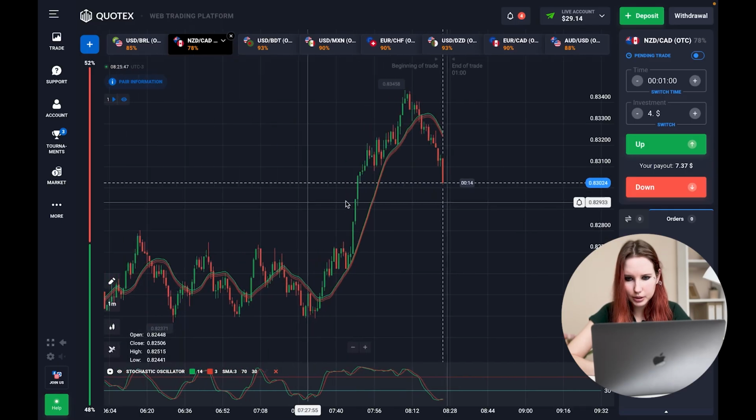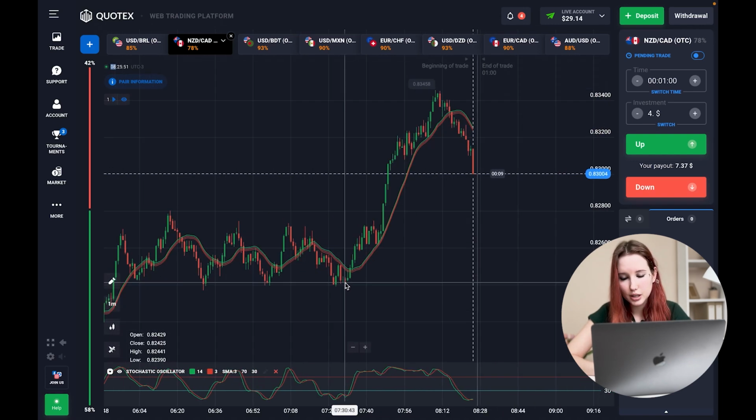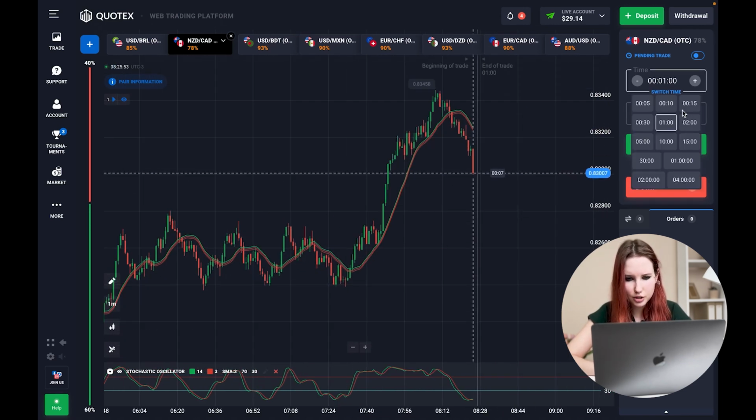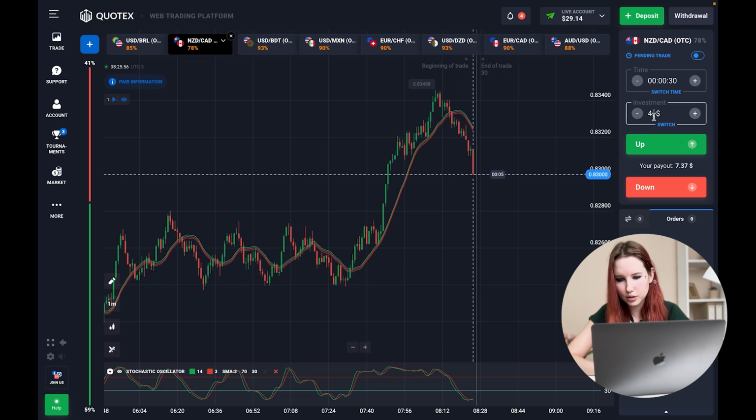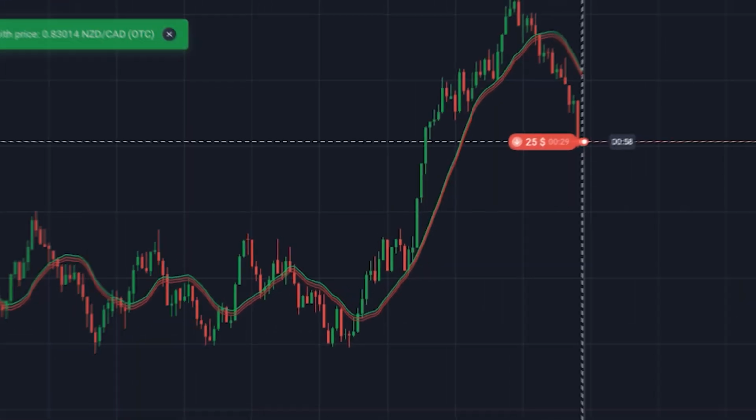Seeing this currency pair, we see that the price has started its correction after a long downward movement. Yeah, you know, I want to change the expiry time to 30 seconds and invest $25 and catch the downward movement. Alright, let's go.